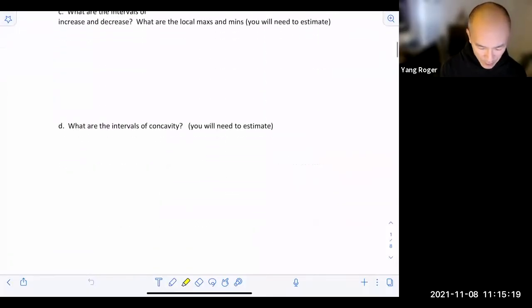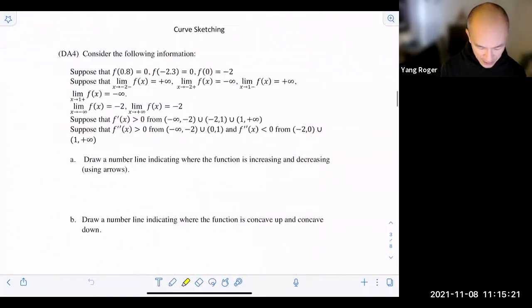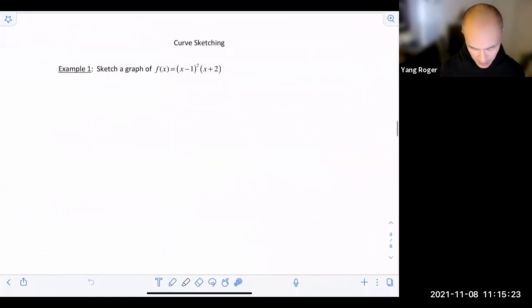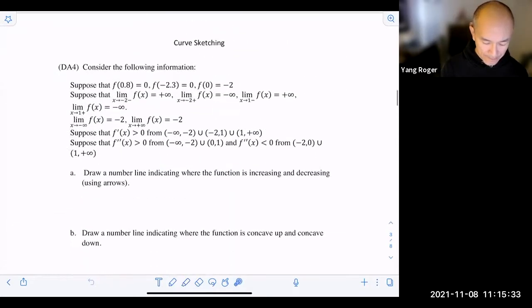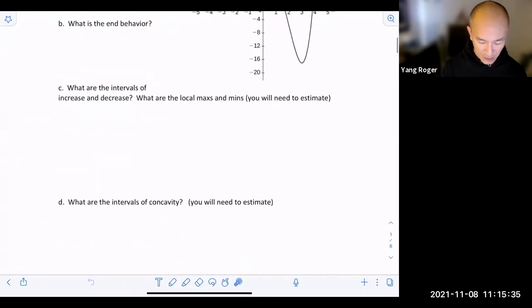Now, the type of problems that we really want to solve look like this. Sketch a graph of, and then they just give you some function, and you've got to figure out all sorts of stuff. But I decided to do things a little bit differently.